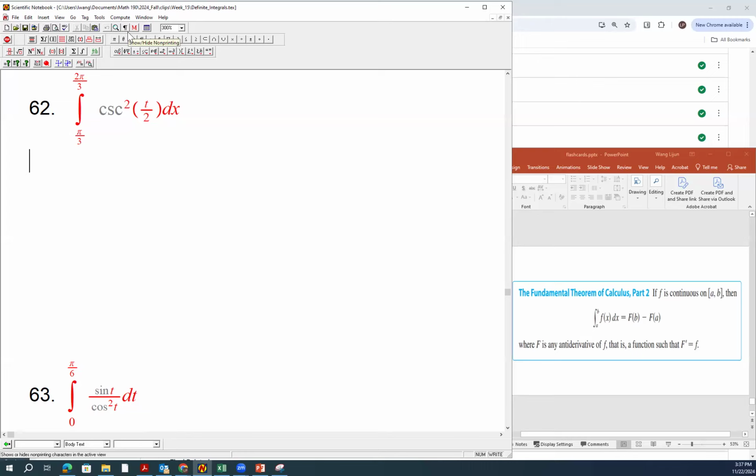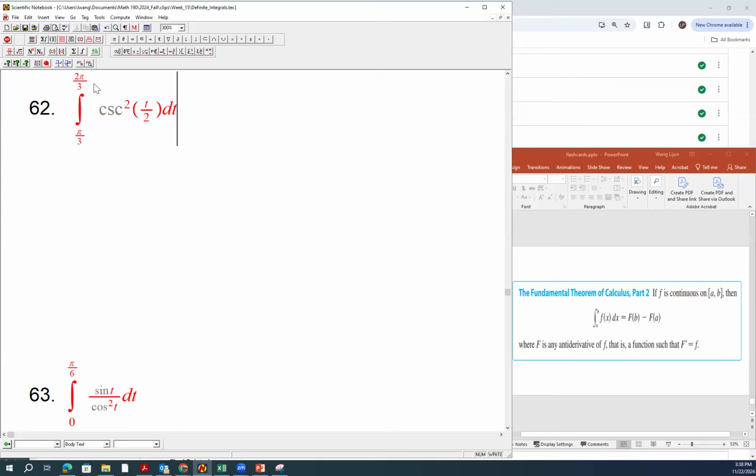Solution. We know that the antiderivative of cosecant squared is negative cotangent. So our substitution, we have to make sure, oh wait, this should be dt, sorry. Let me double check. Yep, dt. All right, and we have the interval from pi/3 to 2pi/3.